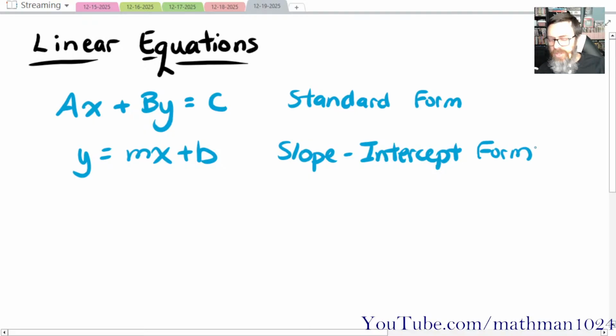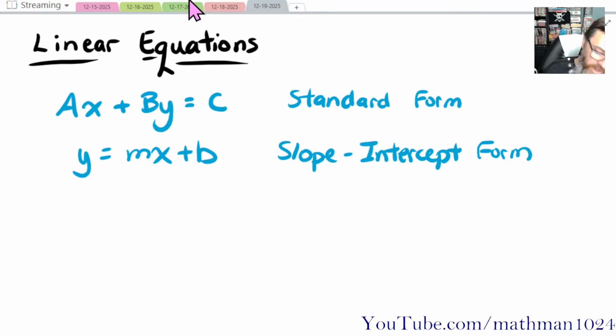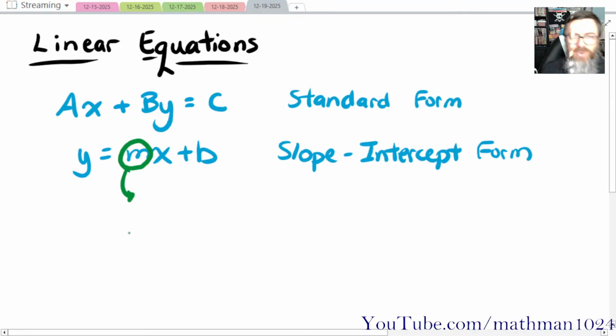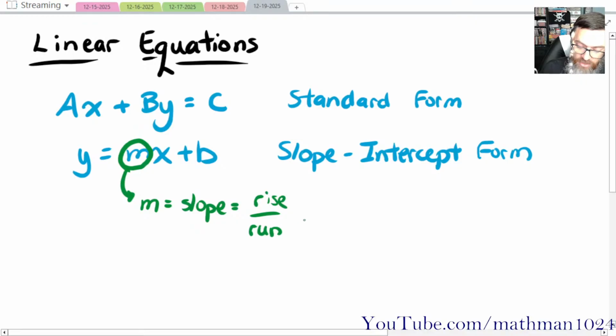Now, we call it the slope-intercept form because from this form, we get two very key pieces of information for graphing. We get this guy right here, the m. Sometimes you might see this written as y equals ax plus b, like little ax plus b. This m is our slope. And if you remember about slope, slope is the ratio of how you rise to how you run.